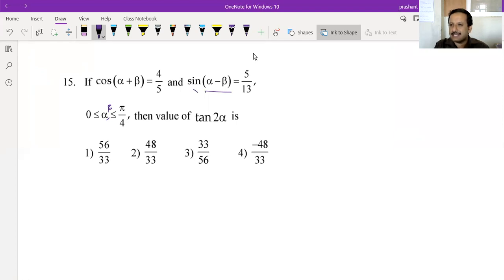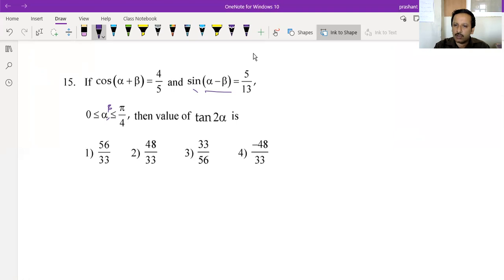If alpha is less than beta, then alpha minus beta will be negative. But here you observe, they have given sin(alpha minus beta) is equal to 5 by 13. 5 by 13 is positive. So alpha minus beta cannot be in fourth quadrant. If it is in fourth quadrant, then sin would have been negative, whereas now they have given that it is positive. Therefore, you must understand that alpha plus beta as well as alpha minus beta both are in the first quadrant.